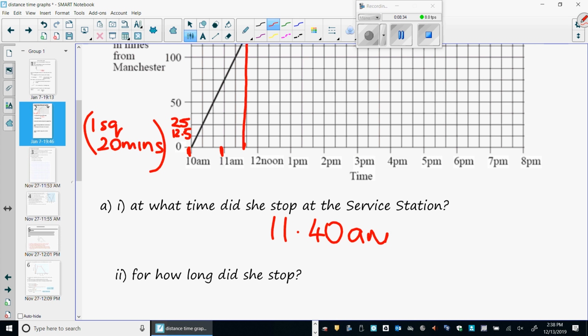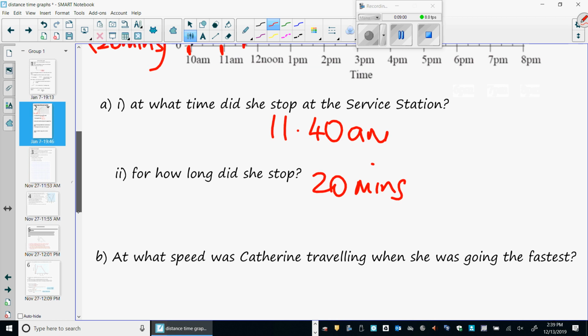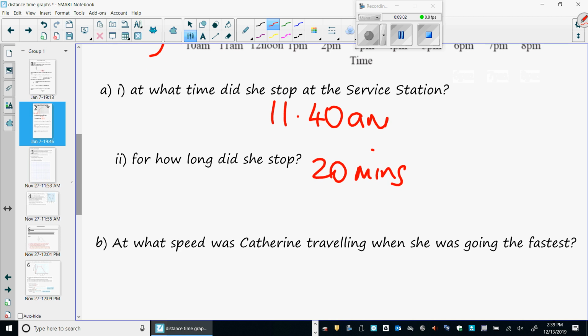And then the next question says, for how long did she stop? She stopped just one chunk, one square, which is 20 minutes. So that would be 20 minutes. All right. Next question. At what speed was Catherine travelling when she was going the fastest?